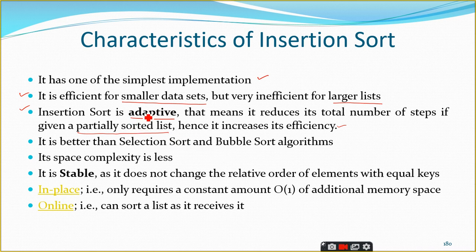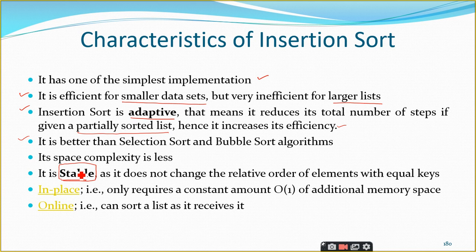So, that property we are calling the adaptive property, and it is better than the selection sort and the bubble sort, because it is stable in nature. The stability of the insertion sort makes this sorting algorithm better than the selection sort and bubble sort. What do I mean by stability?